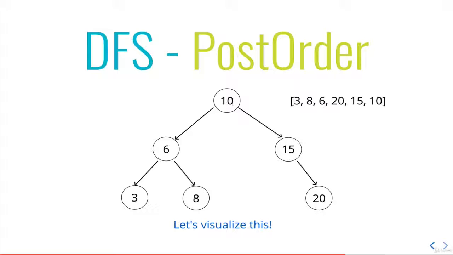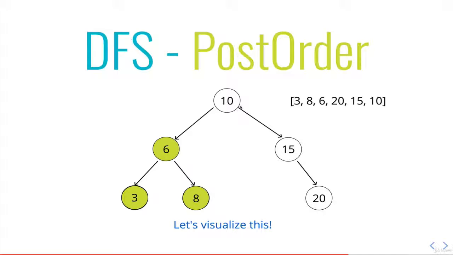So we start at 10, we go all the way to the left, we traverse. So then we get to 6, we're going to go all the way to the left, then the right, and then add 6 in. So that means adding 3 in first. Then we add the right, we visit 8. Now we visit 6 because we've explored the left and the right of 6. Then we don't visit 10 yet. We've only done the left side of 10. Now we do the right side.